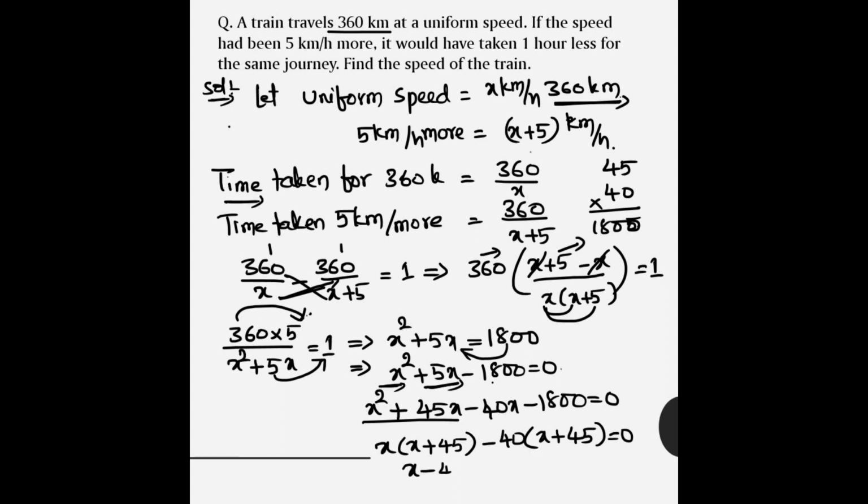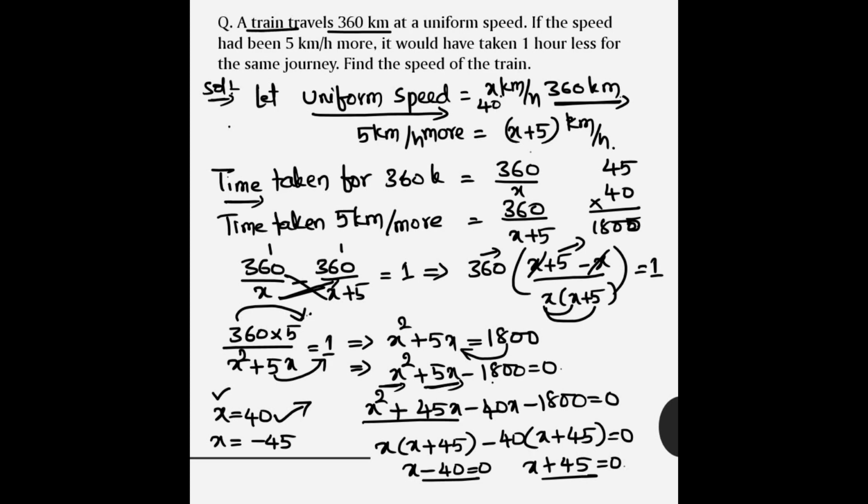So x minus 40 into x plus 45 is equal to 0. From this, x is equal to 40 and x is equal to minus 45. We take positive values only, so x is equal to 40. The uniform speed of the train is 40 kilometers per hour, and with 5 kilometers more it becomes 45 kilometers per hour. So these are the answers to the given question.